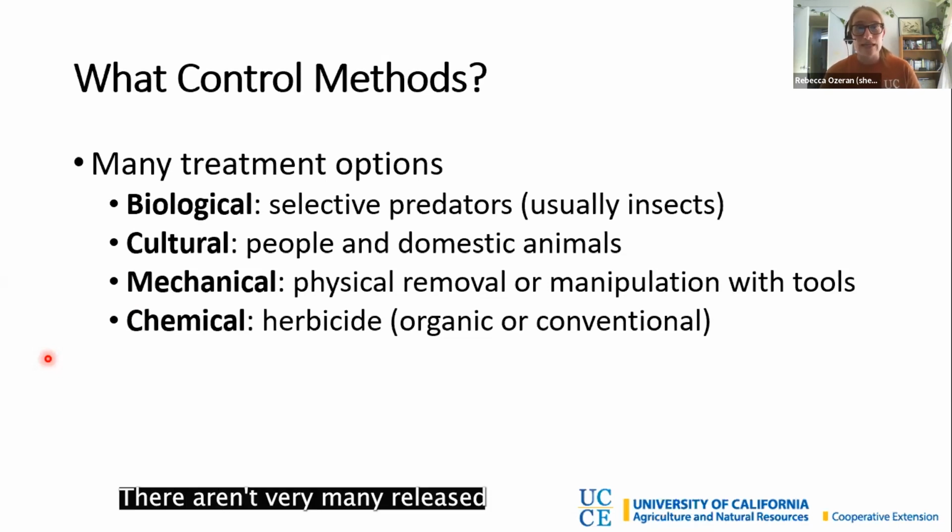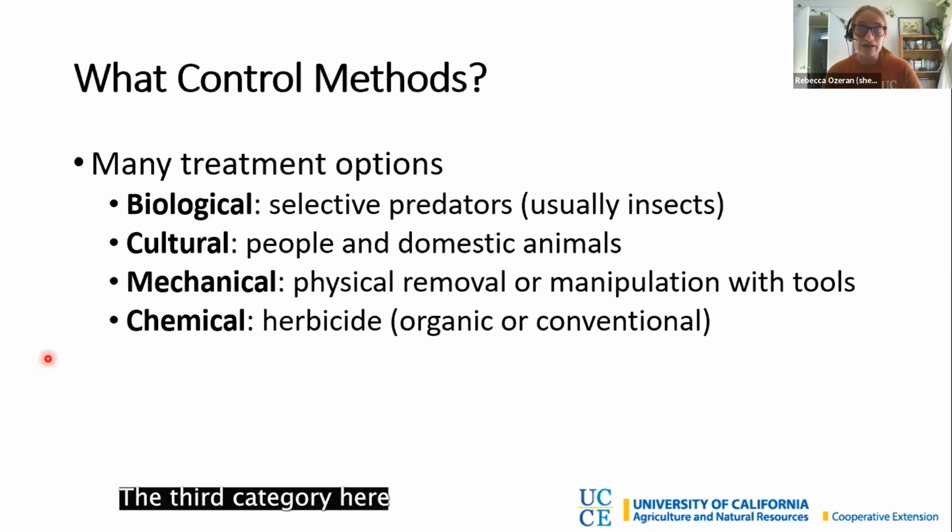There aren't very many released biological treatments in California, but there are more in development all the time. Cultural methods generally means things that people do. Maybe it's just an overall management plan. It could mean using burning, fire as a tool. And then domestic animals, such as grazing, is also considered a cultural tool.